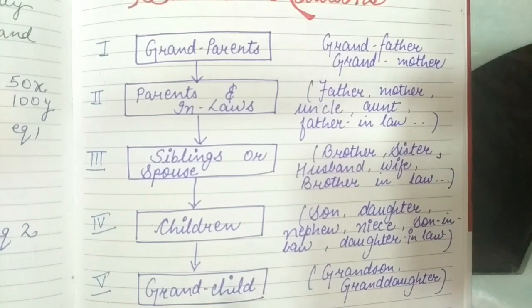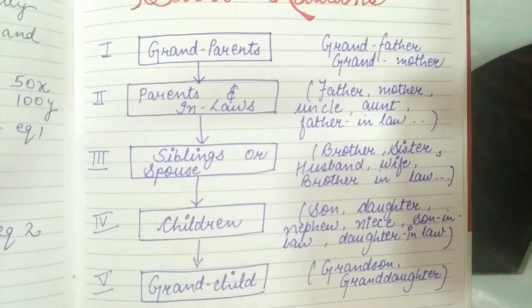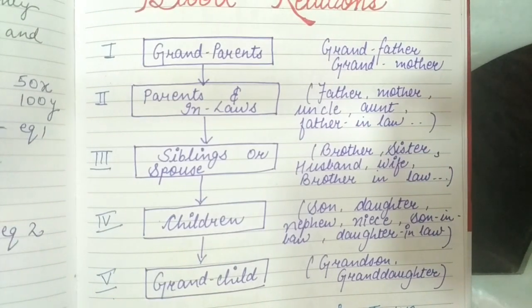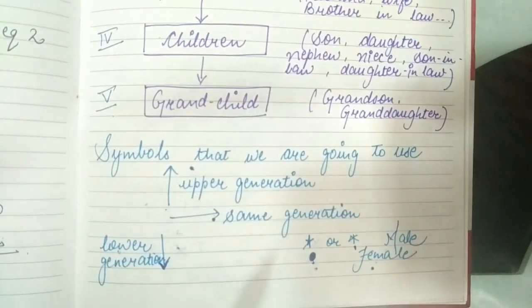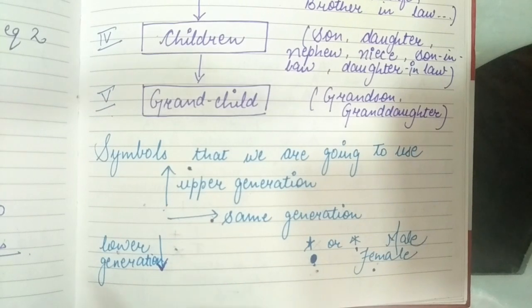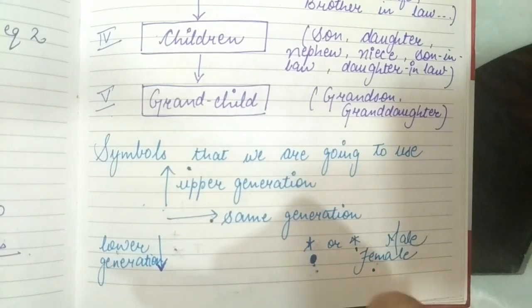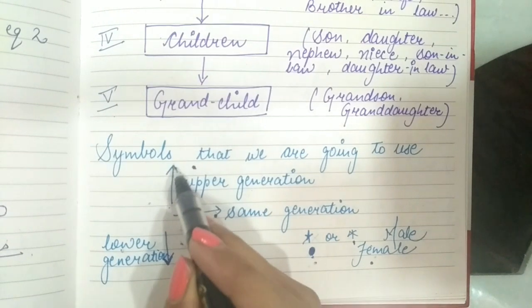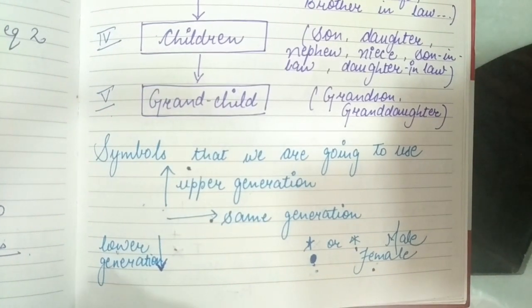Now, how are we going to solve the questions? So, I am here showing some basic symbols that we are going to use when we solve the questions. Symbols that we are going to use are, if I am going from upper to upper generation, for example, Ram's father. Now, father denotes the upper generation than us, so we are going to show it with an upward arrow.